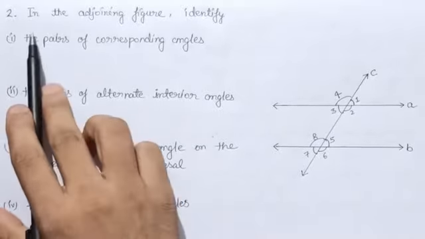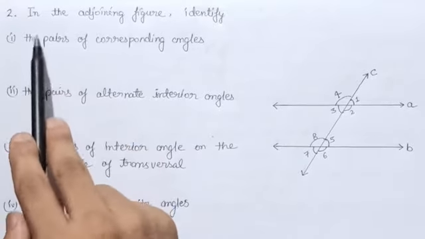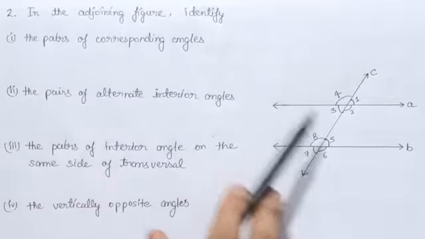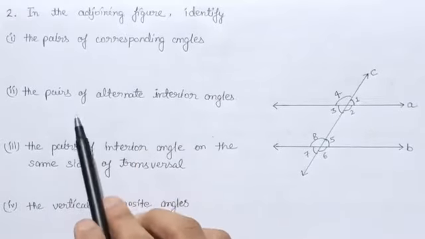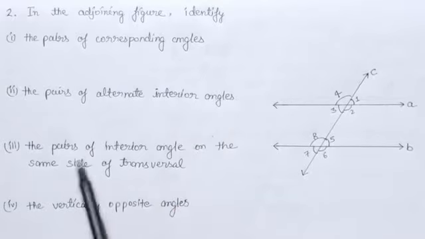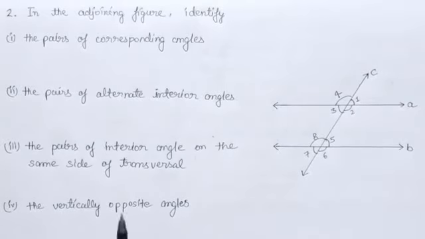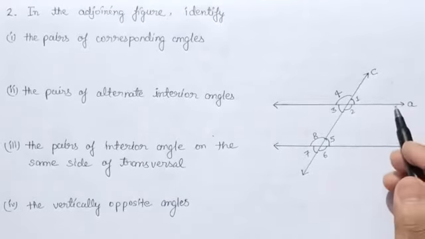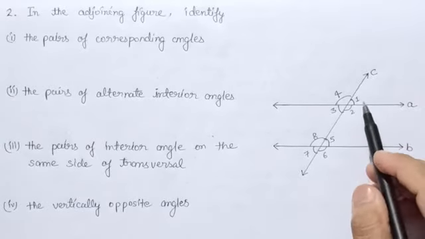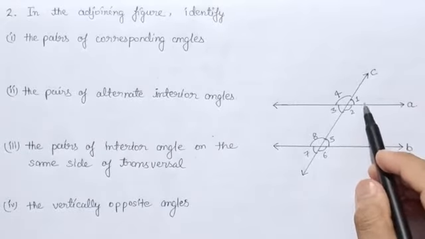So students, the first question from exercise 5.2 we have in the adjoining figure, that is in this figure, we have to identify pairs of corresponding angles, pairs of alternate interior angles, pairs of interior angles on the same side of the transversal, and the last, vertically opposite angles. So students, you know that whenever two parallel lines are intersected by a transversal, then there are 4 pairs of corresponding angles. So let us identify each pair one by one.